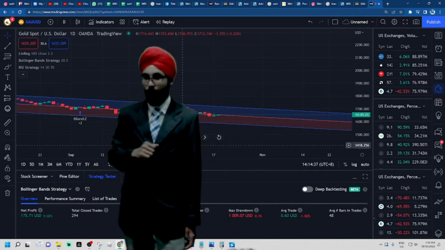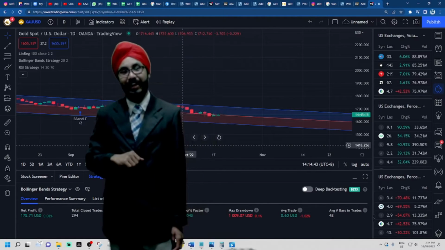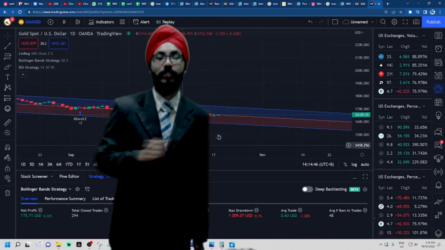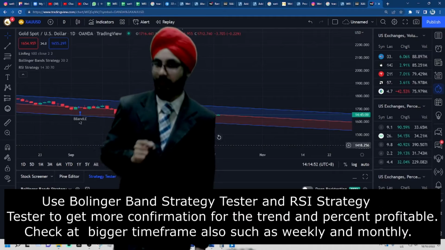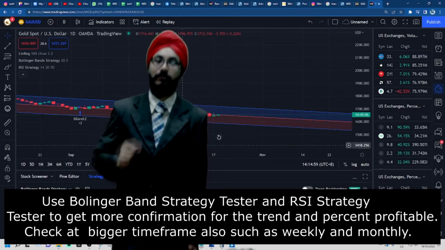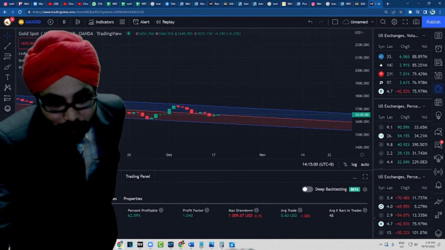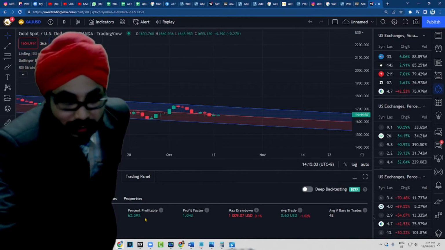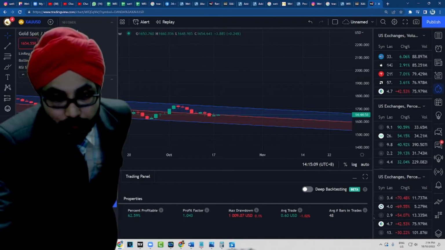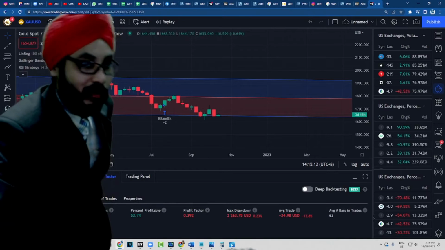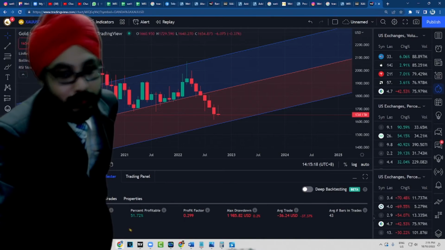And let's look at our strategy tester as well in order to support this, which is the Bollinger strategy tester and the RSI strategy tester. Both of these strategy testers have to give you the percent profitable higher than 50% to be accepted as a confirmation. So let's go with this. As we can see at the daily, for the Bollinger strategy tester, we have about 62.59%. If we go for our weekly, we have about 53.7%, and if we go for our monthly, we have about 51.72%.